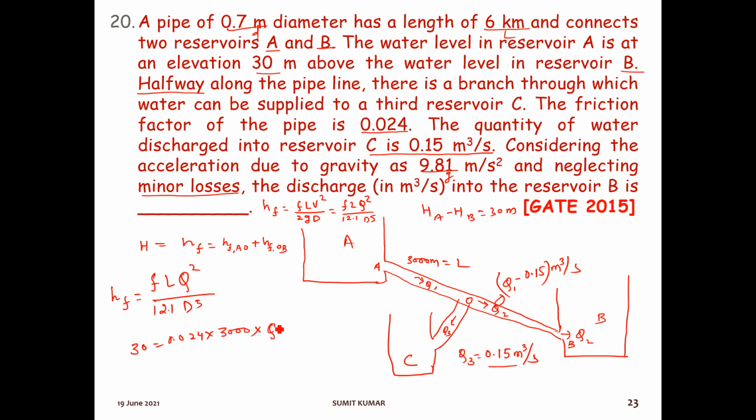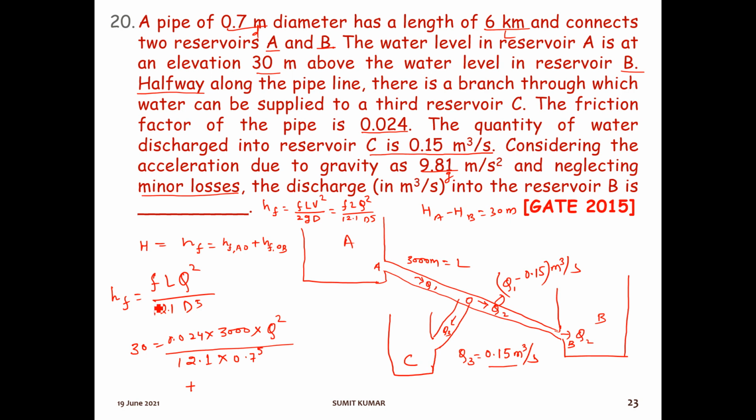So it is 3000, now Q square, Q we need to find, divided by 12.1, and diameter is how much? Diameter is given 0.7 meter, so 0.7 to the power 5. Okay, so this is for AO.